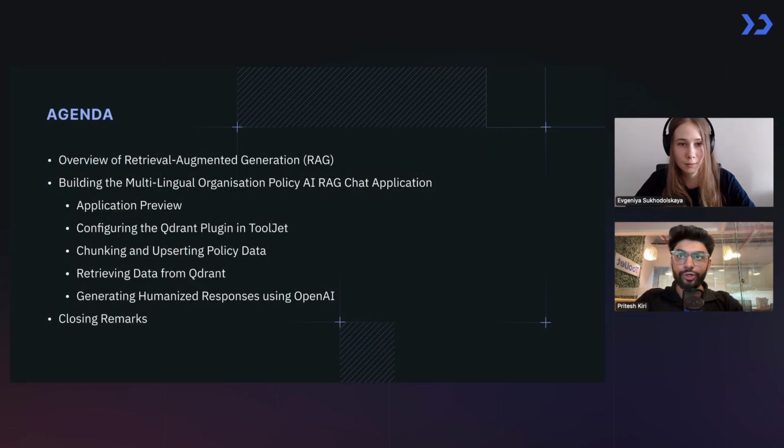We'll be starting the call with a quick overview of RAG and its evolution, how it evolved and how it is used. Then we'll be building the multilingual organization policy RAG chat application in ToolJet, starting with a preview of the application. Then we'll show how to configure Quadrant, then chunking and upserting data to Quadrant, and how you retrieve and humanize the data to pass into ToolJet's components at the end. And we'll then close the call with some remarks.